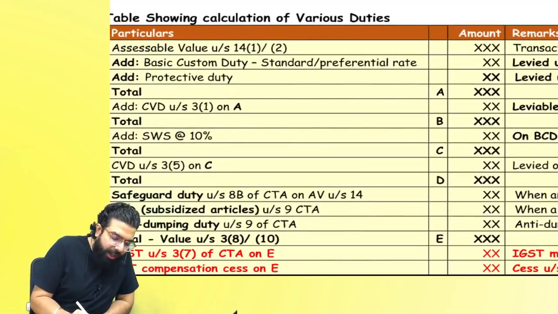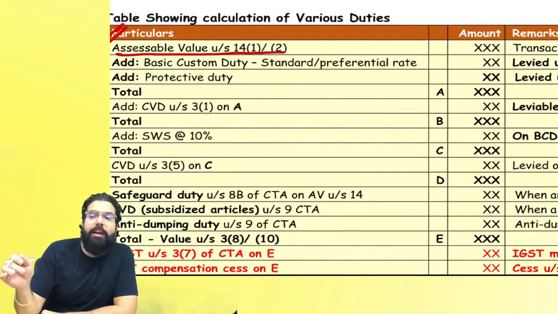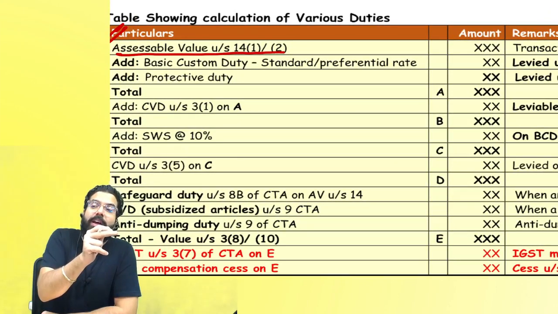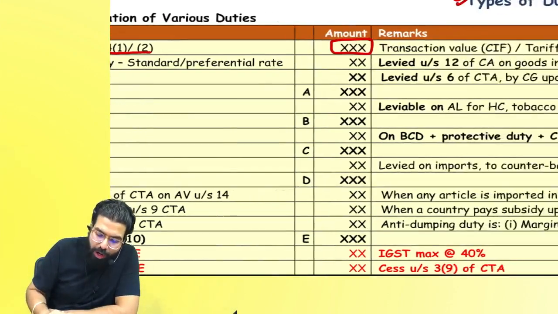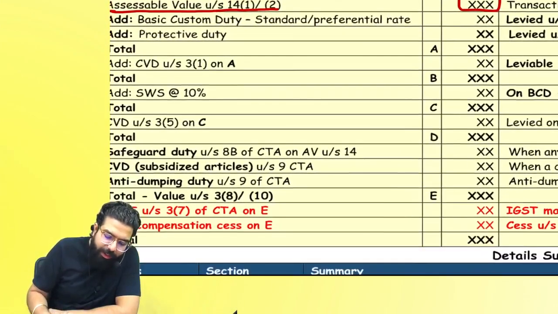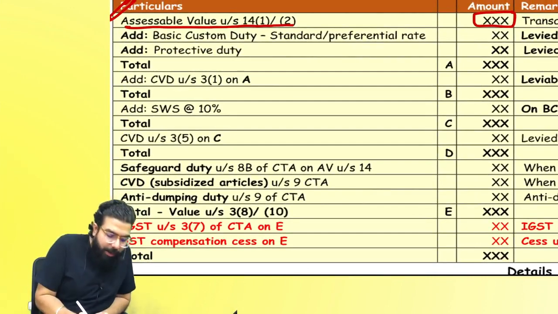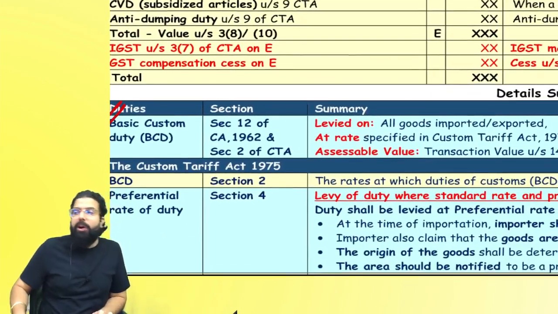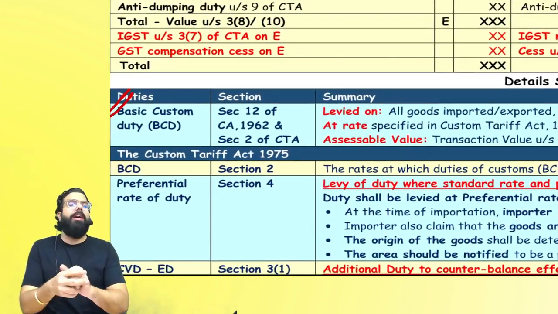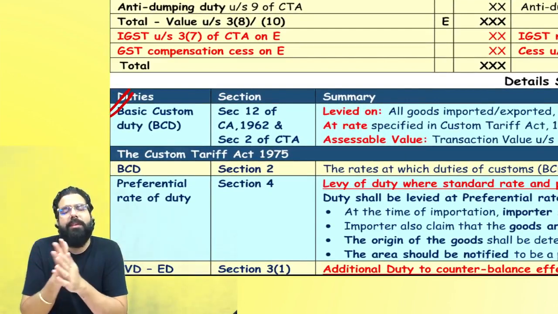The first duty which is there is, sir, basically they are telling on the assessable value, or the tariff value or the value identified by the officer using valuation rule, whatever is the value is known as the transaction value or tariff value. Now on the transaction value or tariff value, the first duty which is being levied is the basic custom duty. Always remember one thing, basic custom duty is being levied because it is told under section number 12 of the Customs Act, Custom Act section number 12.